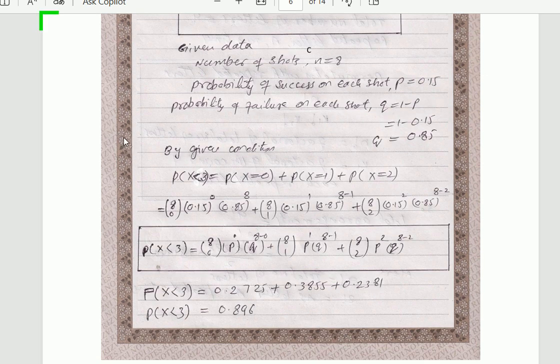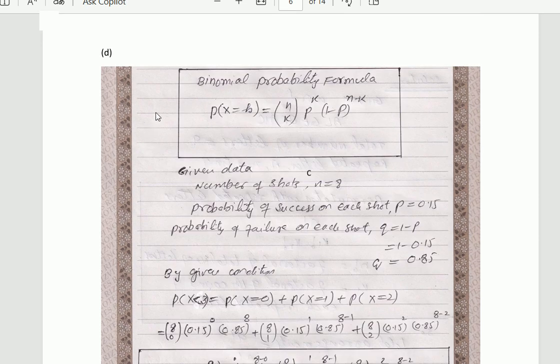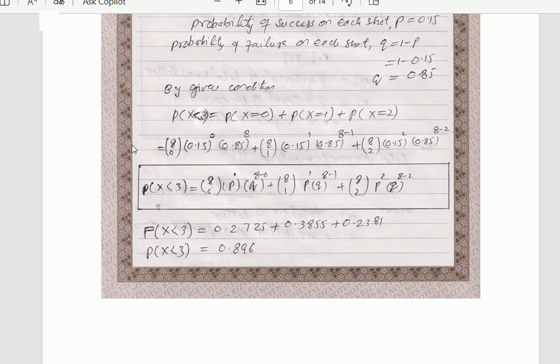According to the given condition, as it is fewer than 3, P of X less than 3 equals P of X equal to 0, plus P of X equal to 1, plus P of X equal to 2. By putting these values in the binomial probability formula, after simplification, we get P of X less than 3 equal to 0.896. This is the probability for fewer than 3.